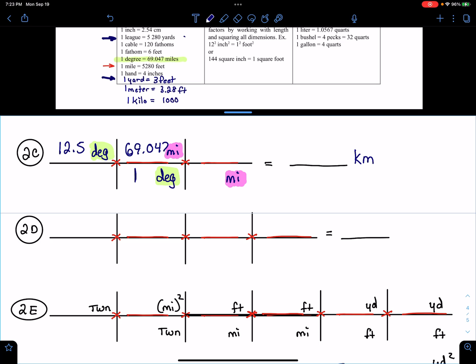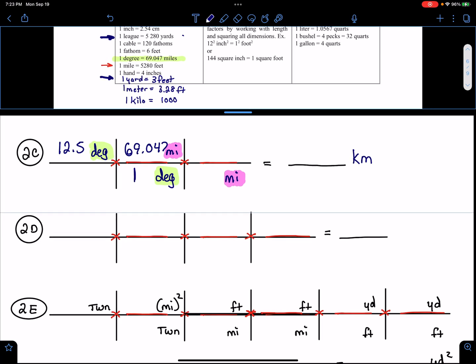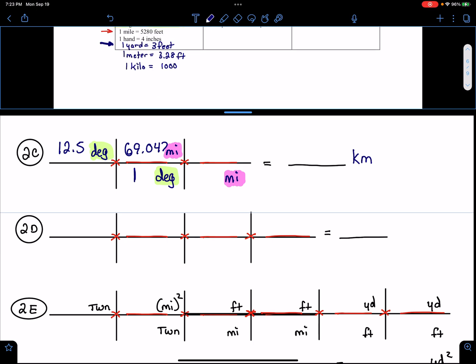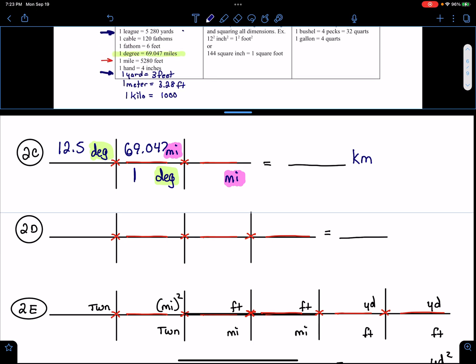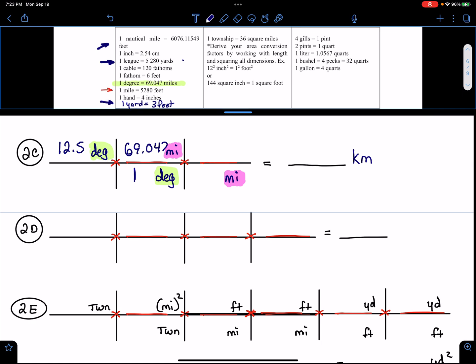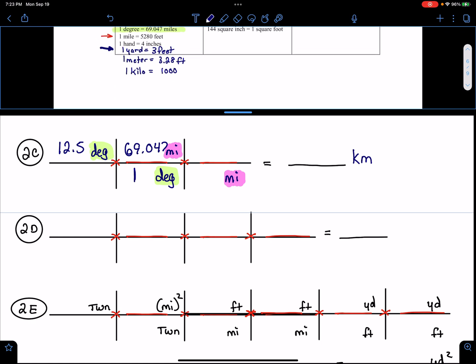Let's see. Do I have anything on here? We know that a kilometer is 1,000. That should be 1,000 meters for that thing. I don't see anything else in here. So let's put this down.